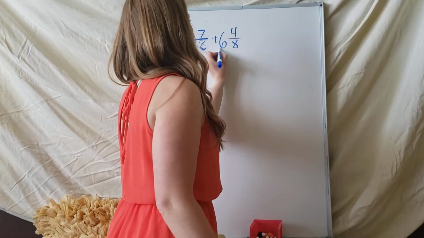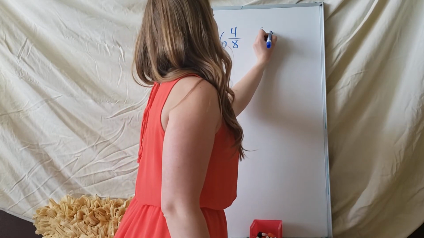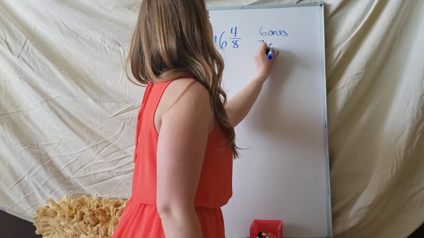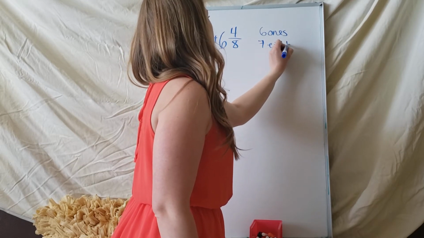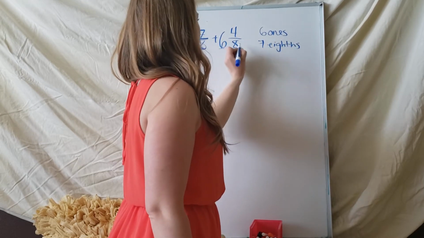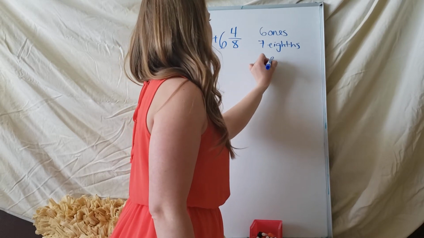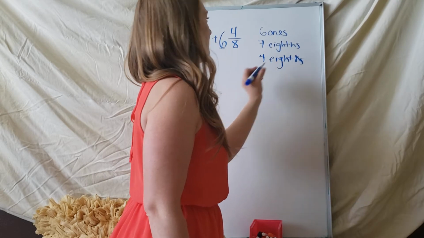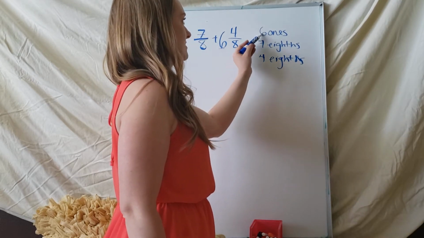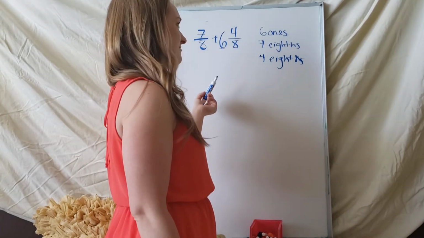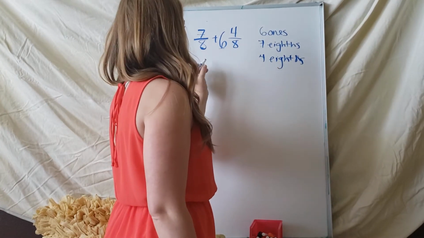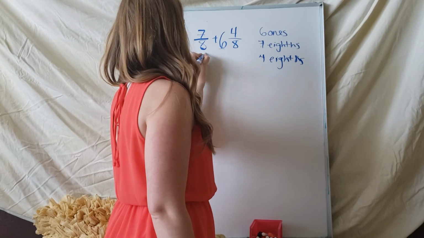I have 6 1s. I have 7 8s, and I have another 4 8s here. So just like we said before, we can't add the 6 1s to anything else. That's all I have right now. But I can add the 7 8s and the 4 8s. So I'm going to start with that.